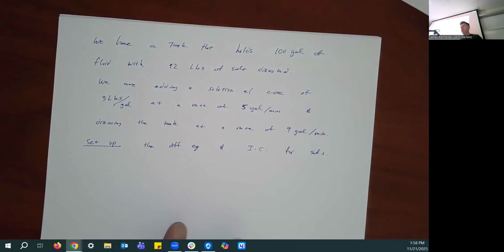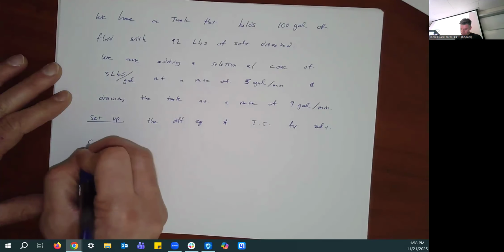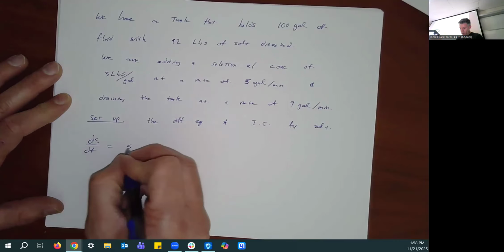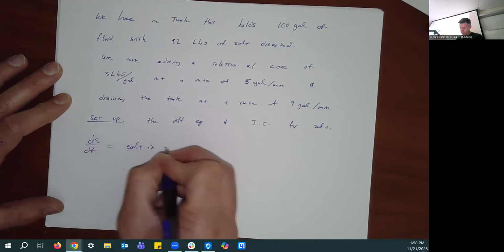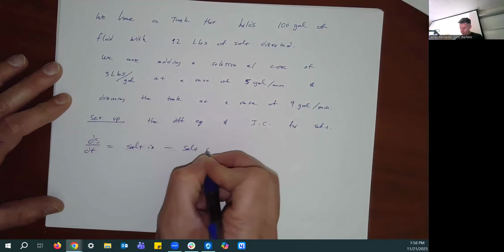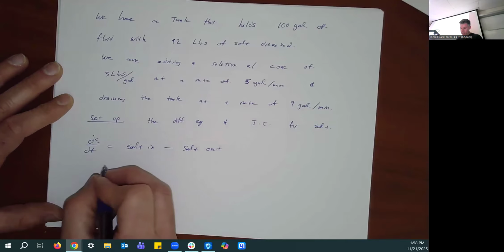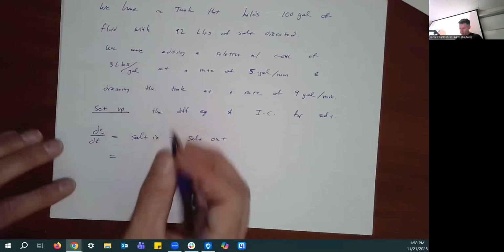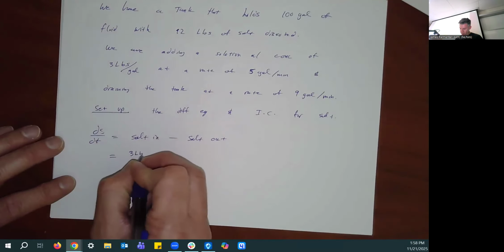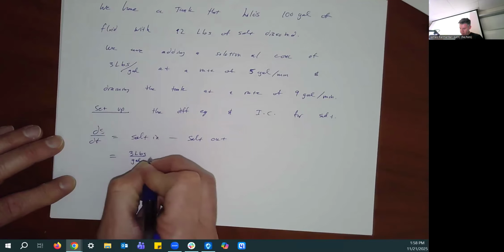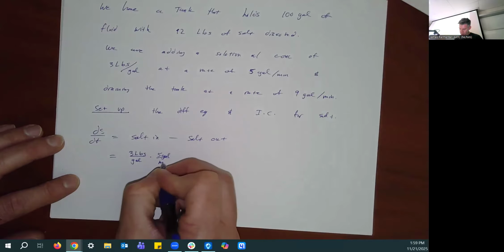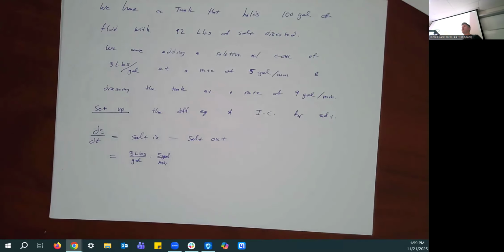Okay, it's not terrible. So ds dt, the rate of change of salt, is equal to the salt going in minus the salt going out. The salt going in is usually pretty easy. The salt going in is going to be the concentration going in, 3 pounds per gallon, times the rate it's going in at, which is 5 gallons per minute. Or in other words, we're adding 15 pounds of salt every minute.